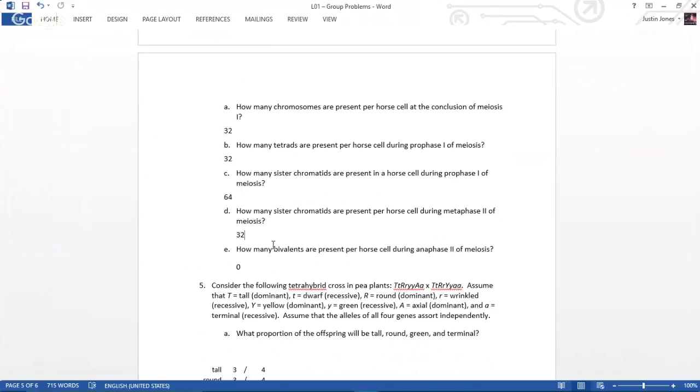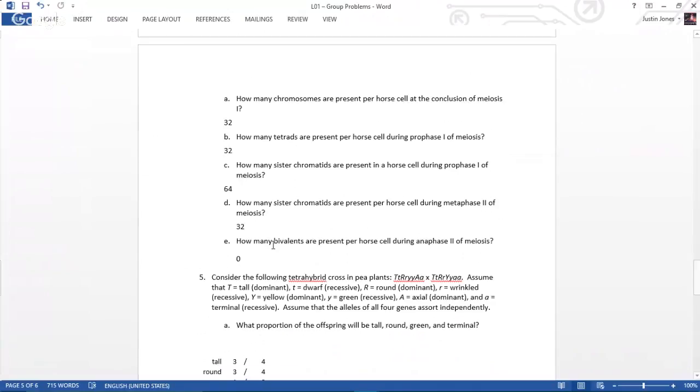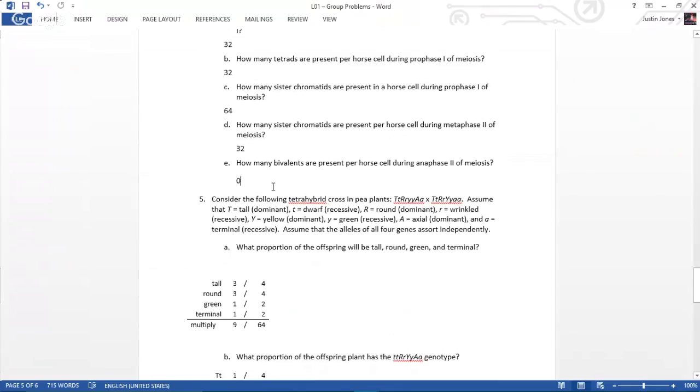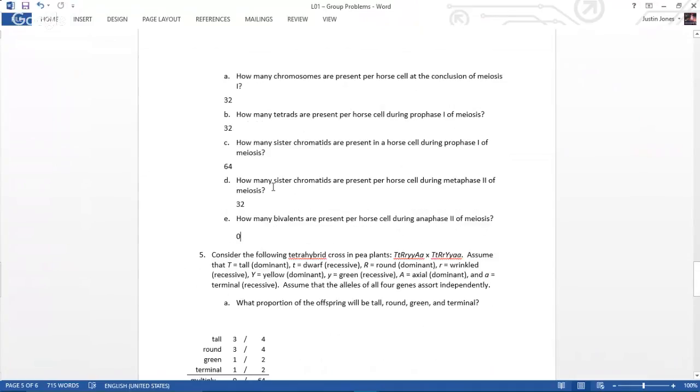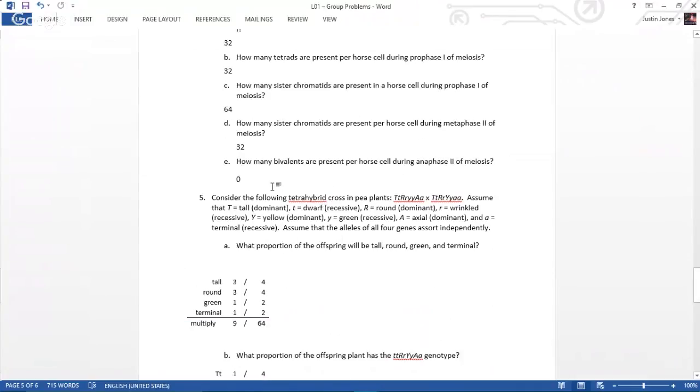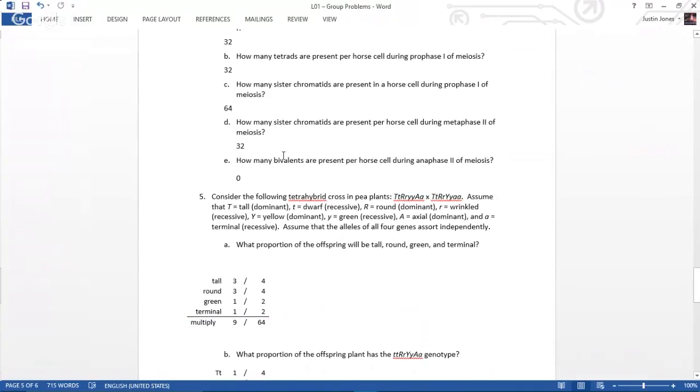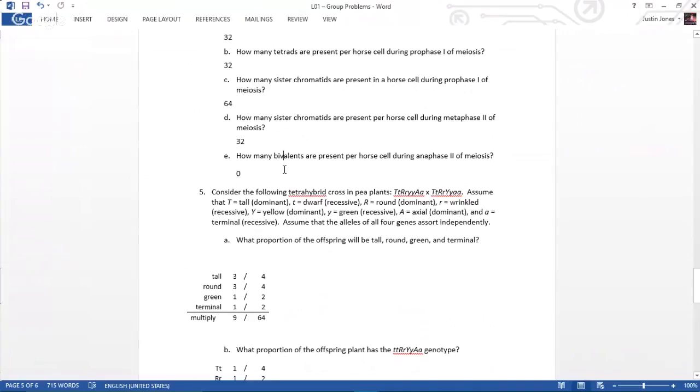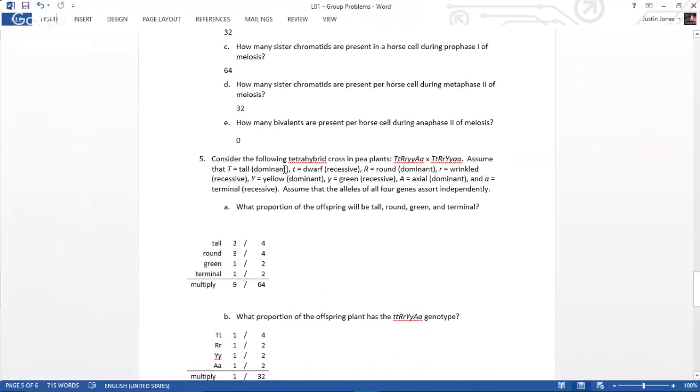How many sisters are there during metaphase 2 of meiosis? I got 32 because during metaphase 2, it's about to split, so you'd get them on both, so basically both two cells' worth. So yeah, you'd get 32. Yeah, 32 because it's half for the second one, and then 0 for bivalents.